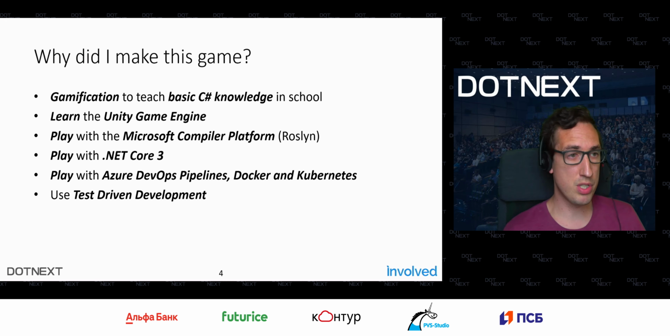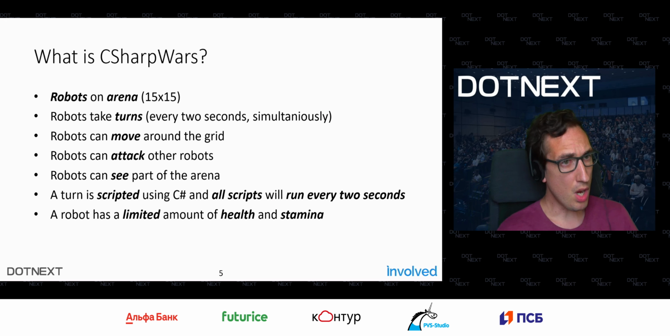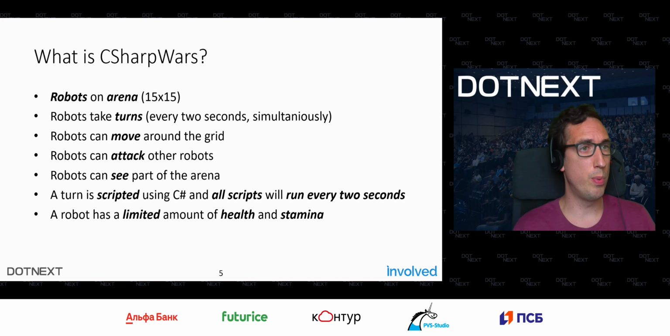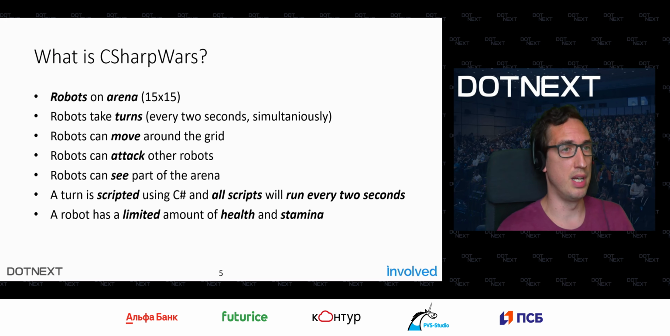So this game that I've created, what is it? Well, basically, it's an arena. And for today, because I'm going to demo in a few minutes, I made the arena like a chessboard, but instead of 8 times 8, it will contain 15 times 15 squares. On top of these squares, you can put robots, and those robots can move around this grid. The robots will take turns every 2 seconds simultaneously. So all the robots on the arena will move at the same time.